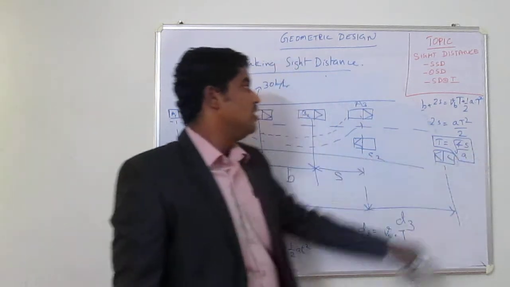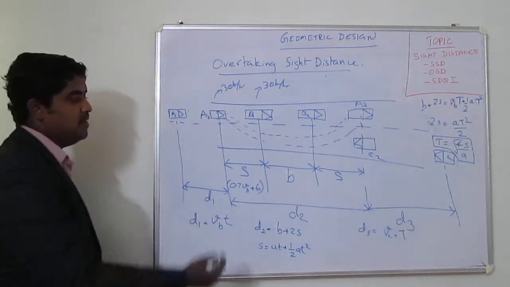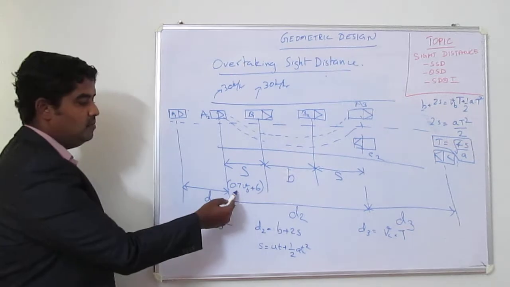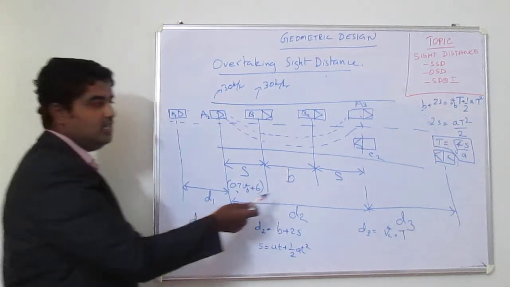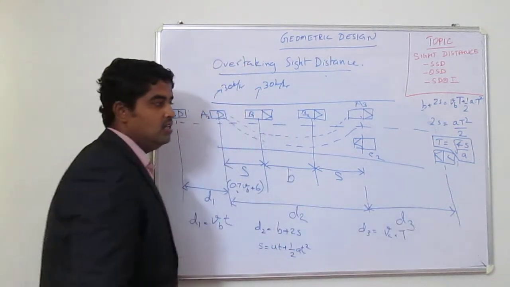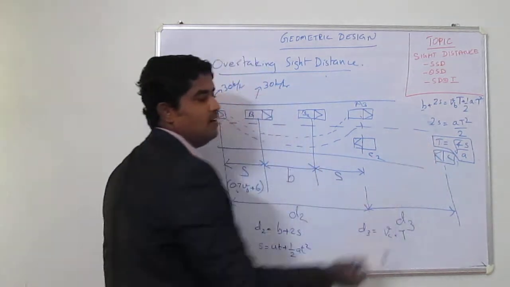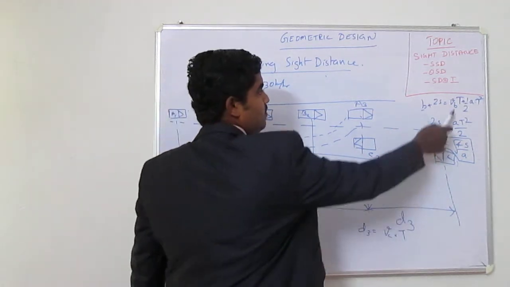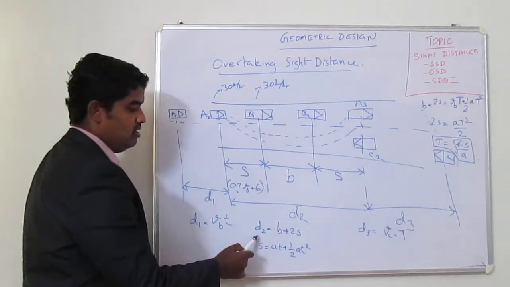If you know that, yes, S is nothing but the spacing. Spacing you can find from this formula. Then acceleration, you know that. So spacing and acceleration substitute, you can get the value of capital T. In this capital T, if you substitute in this equation, we can get the value of d2.